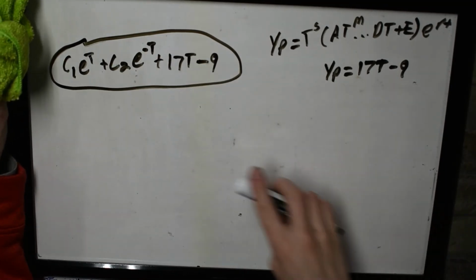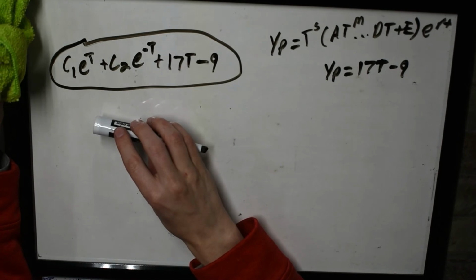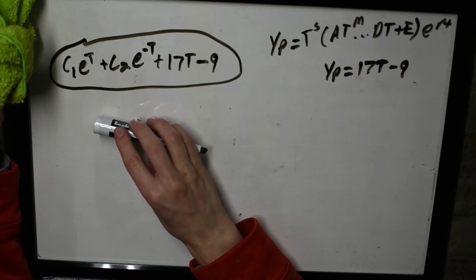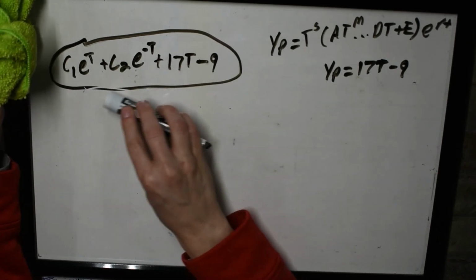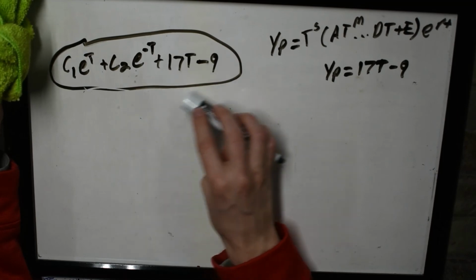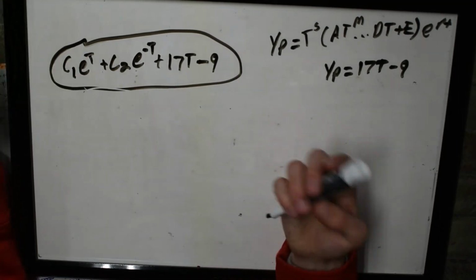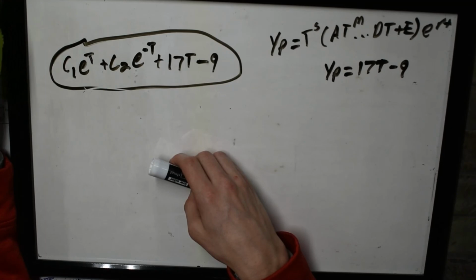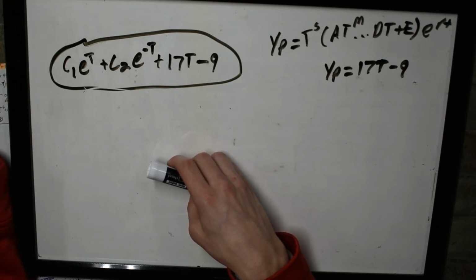And basically the way we solved it was we solved for the homogeneous equation, that's this part. And then we also solved for the particular solution, that's this part, and we just added them together. And that is how you solve these equations.